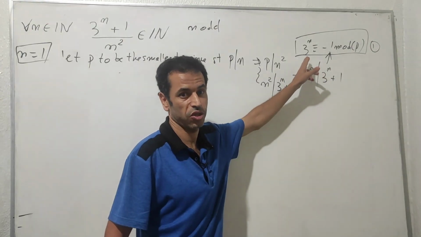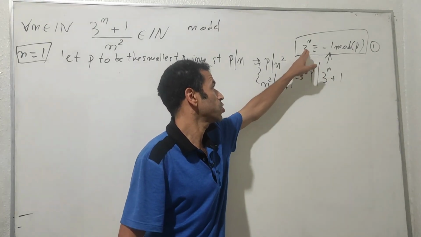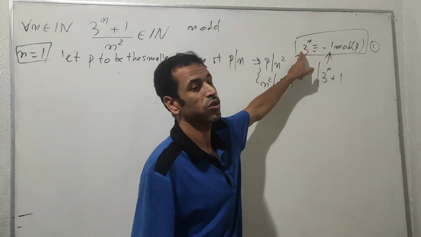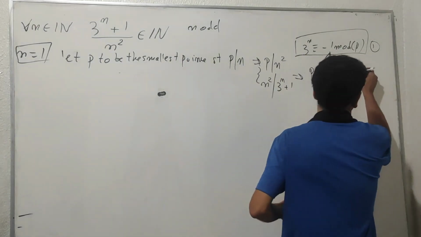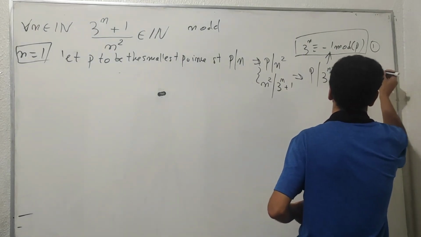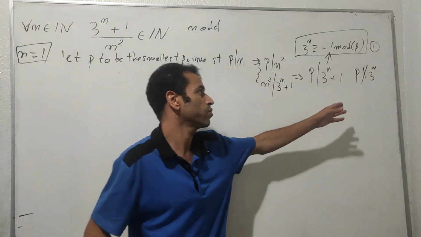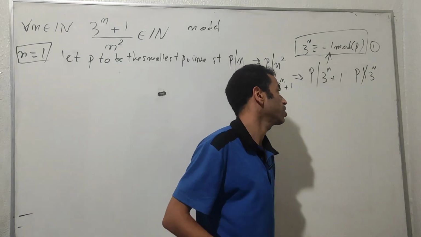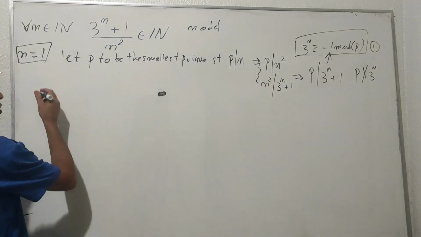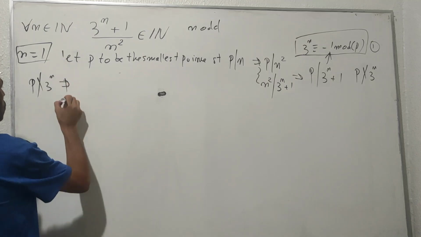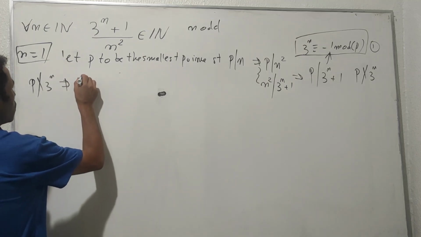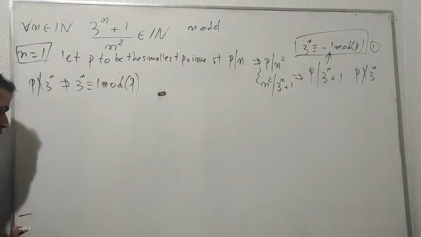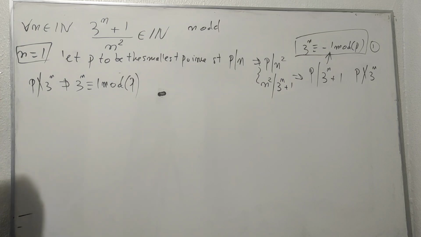Another thing we can extract from this statement: since 3 to the n is congruent to minus 1 mod p, p cannot divide 3 to the n. So this also verifies Fermat's little theorem. We get p as a prime, 3 to the n as an integer, which means according to Fermat's little theorem, this is going to be written in this form: 3 to the n is congruent to 1 mod p. Now let's call this statement number 2.